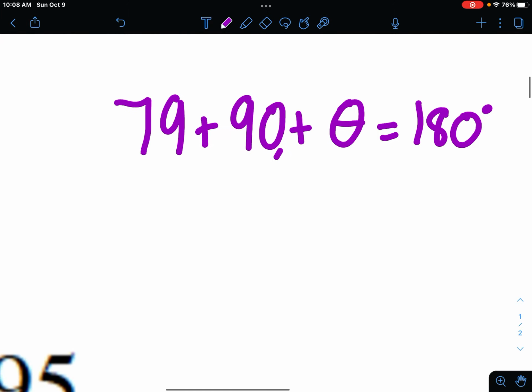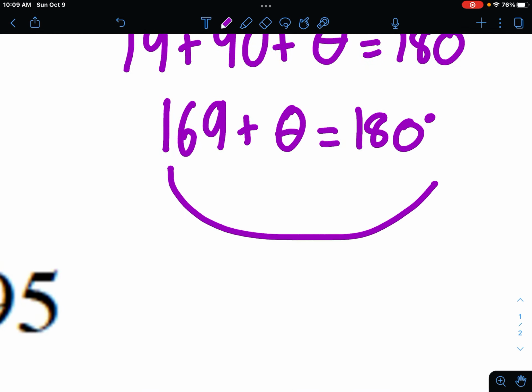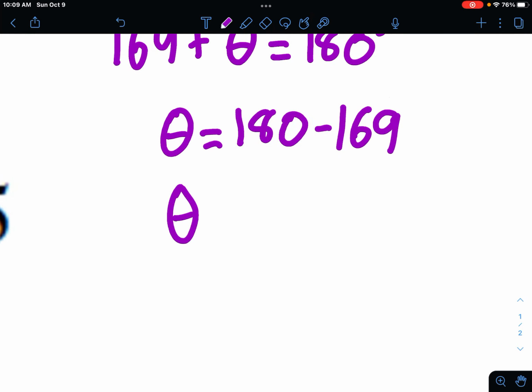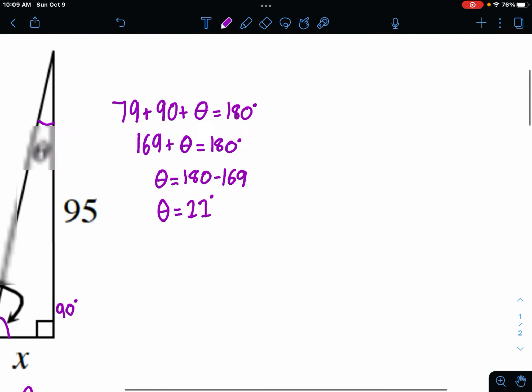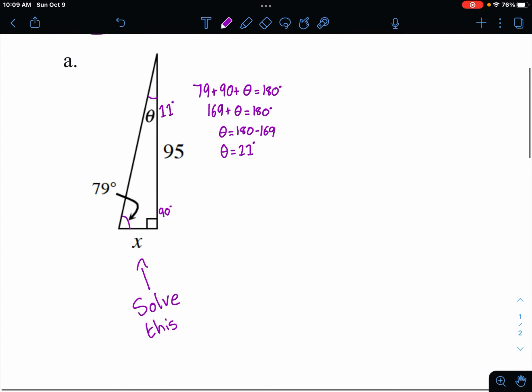Now we need to add up these two because they are both natural numbers, and we will get 169 plus theta equal to 180 degrees. Now we can move this to the other side, so we can just get theta by itself. So theta is equal to 180 minus 169. And now if we plug this in, we will get 11. So theta is equal to 11 degrees.